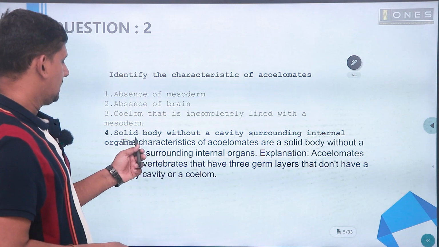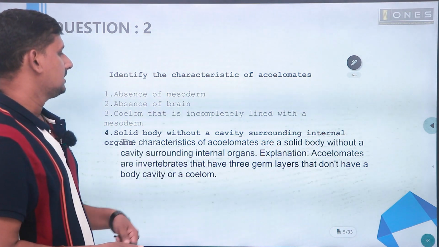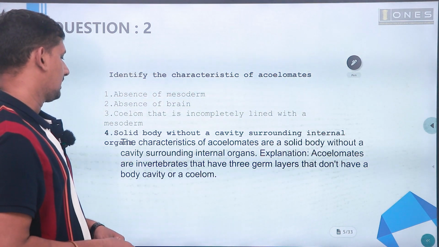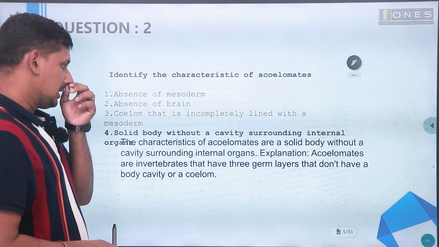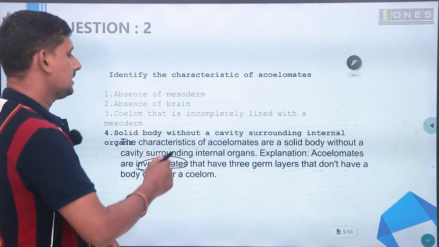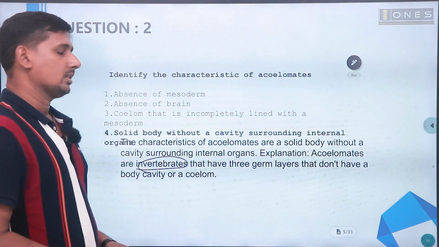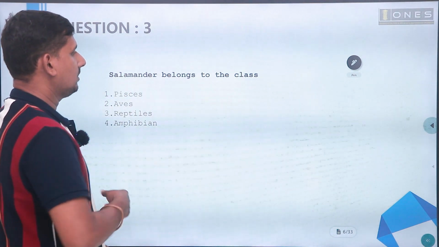So the right answer is solid body without a cavity surrounding internal organs. So the characteristics of acoelomates are a solid body without a cavity surrounding internal organs. So the explanation is acoelomates are invertebrates that have three germ layers and don't have a body cavity or a coelom. So they don't have a body cavity or a coelom.